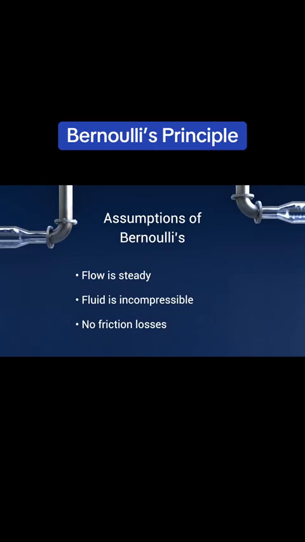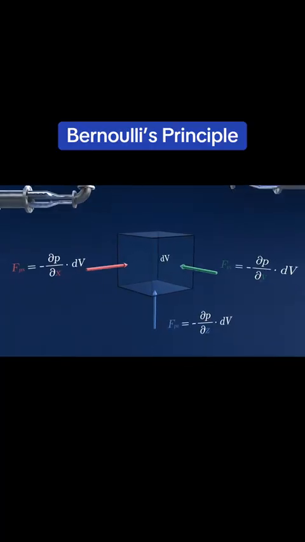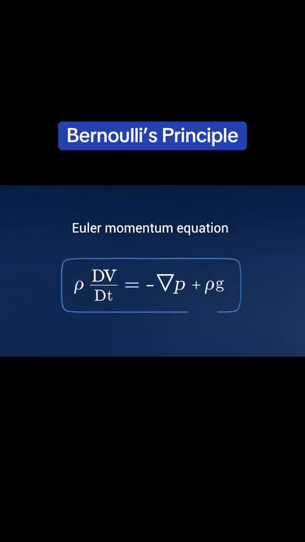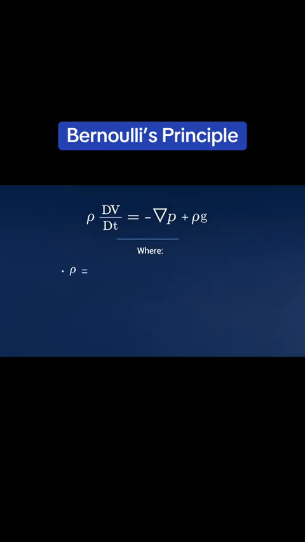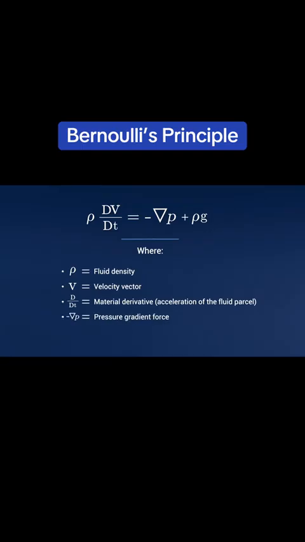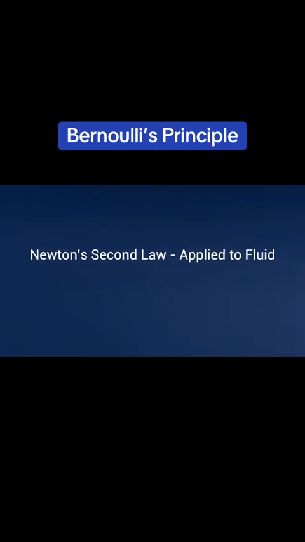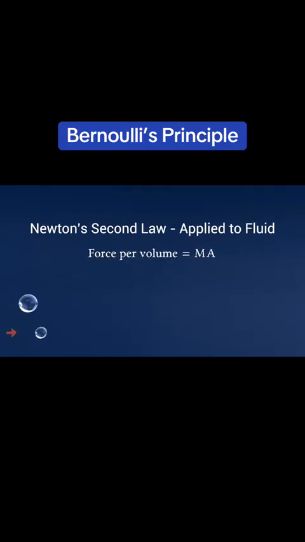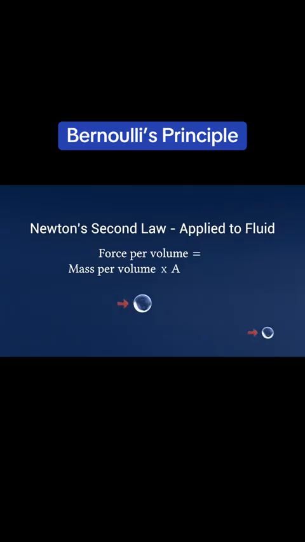The first derivation we are going to look at is when Bernoulli's equation is derived by integrating the Euler momentum equation: ρ Dv/Dt equals negative ∇p plus ρg, where ρ equals fluid density, v equals velocity vector, D/Dt equals the material derivative, the acceleration of the fluid parcel, negative ∇p equals the pressure gradient force, and ρg equals the body force due to gravity, which itself comes directly from Newton's second law applied to a moving fluid. Force per volume equals mass per volume times acceleration.